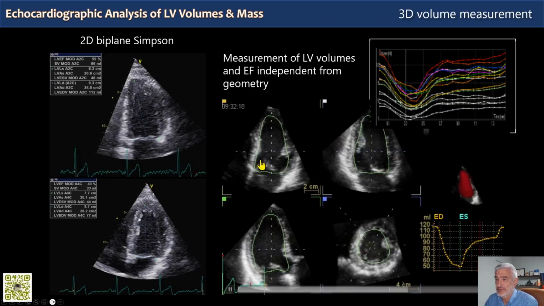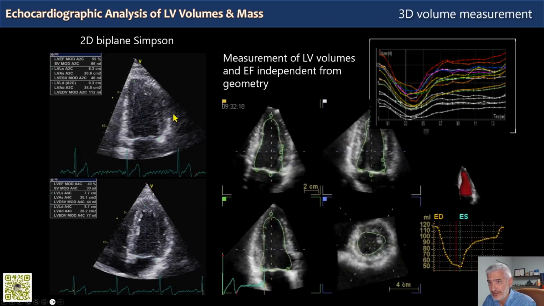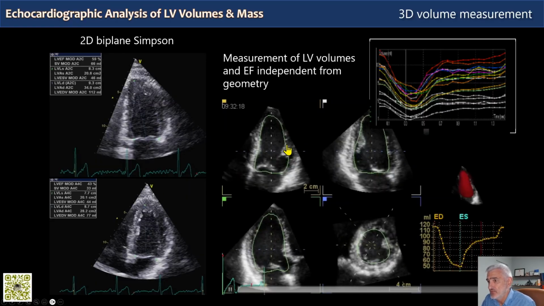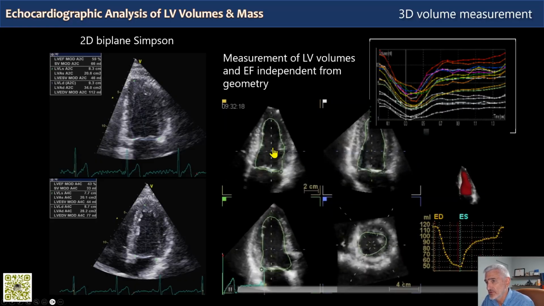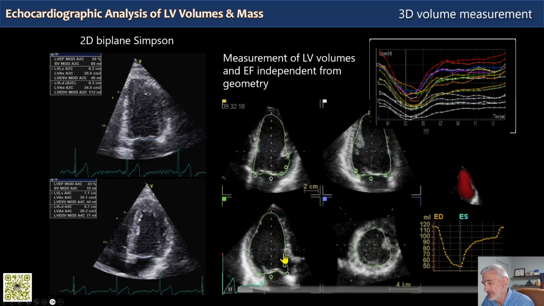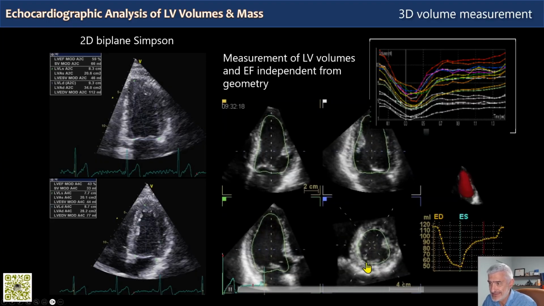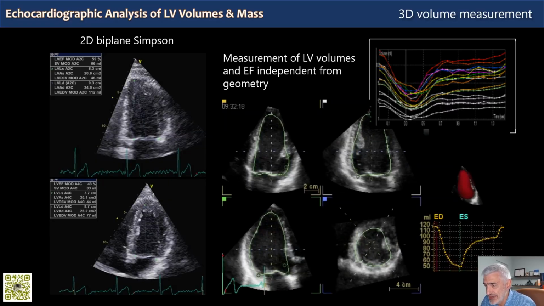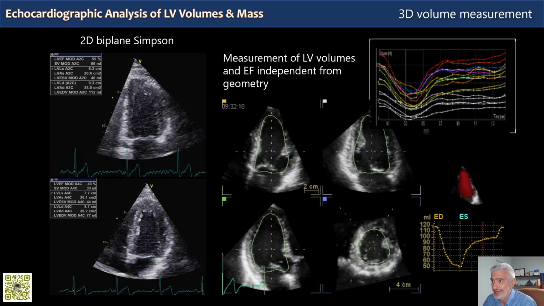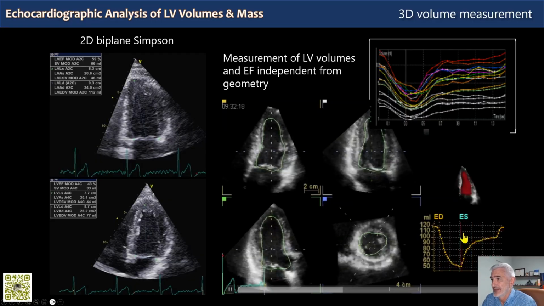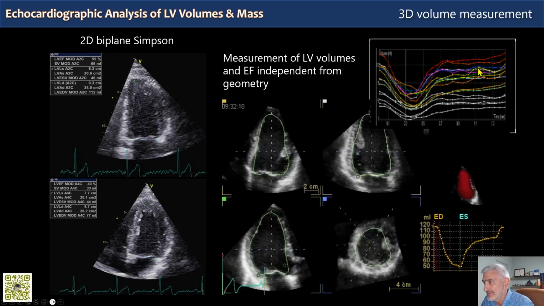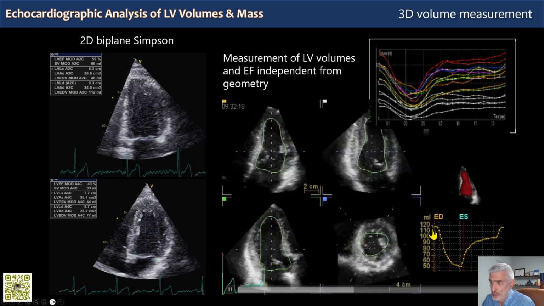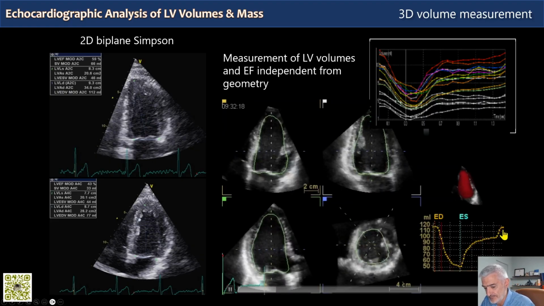Again, as we have seen before talking about the mass, you have orthogonal 2D views, here the 4-chamber view and the 90 degrees 3-chamber view, and you have also a series of short axes, so you can control and check if the endocardium has been adequately placed. And then you have all the segmental lines, and here you can see very nicely the volume curve during the cardiac cycle.